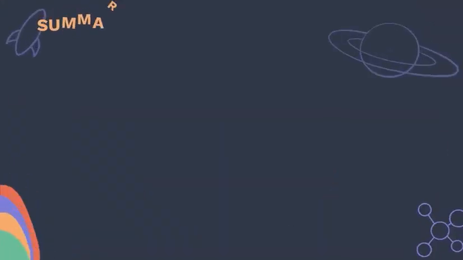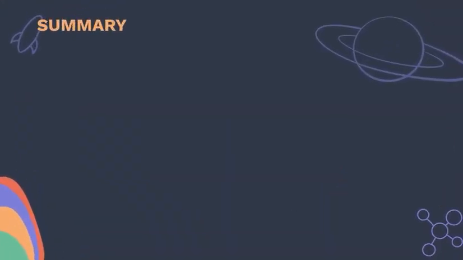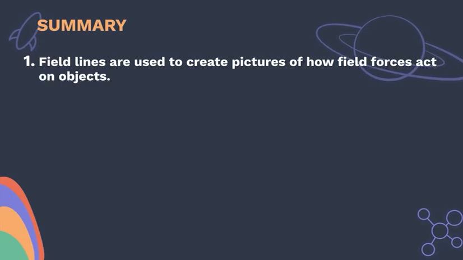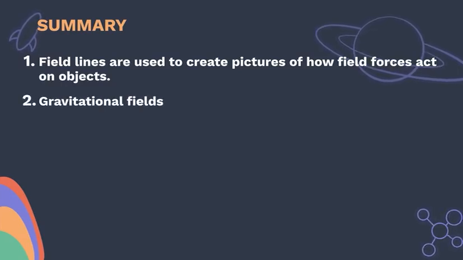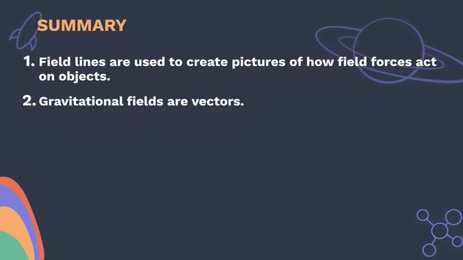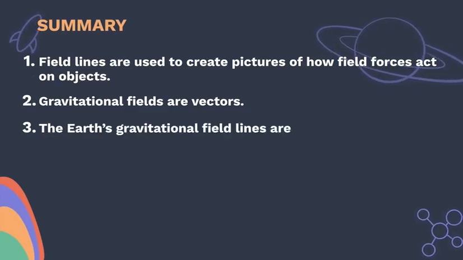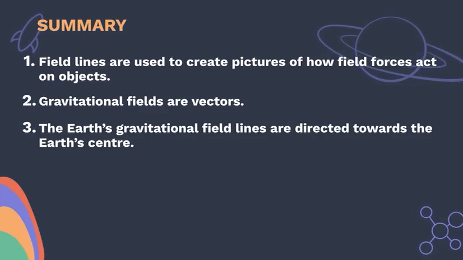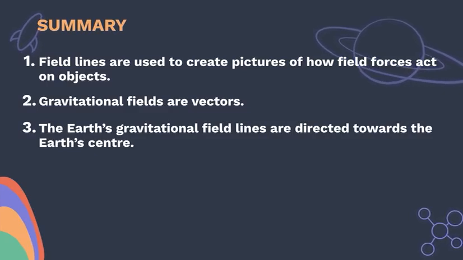But before we go, let's summarize what we learned today. First of all, we learned that we use field lines to create a picture of how field forces act on objects. Secondly, we said that gravitational fields are vectors, okay? And so they have both magnitude and direction. We said thirdly that the Earth's gravitational force pulls everything around the Earth towards its center, and so the gravitational field lines are directed inwards towards the Earth's surface.